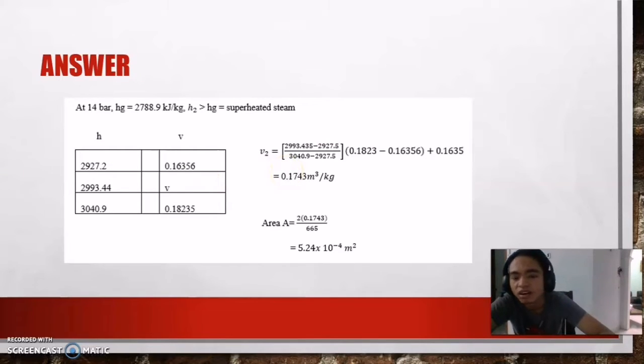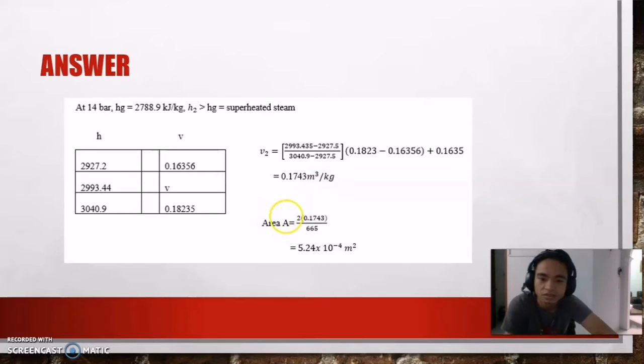So the v2 is 2,993.435 minus 2,927.5 divided by 3040.9 minus 2927.5 multiplied by 0.1823 minus 0.16356 plus 0.1634. The answer is 0.1743 meter cube per kg.